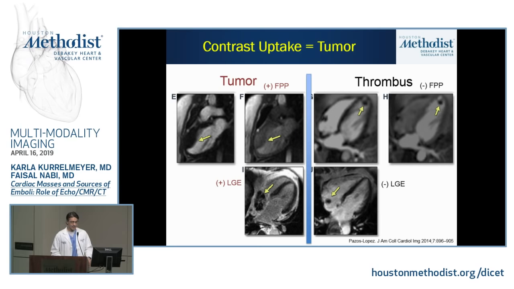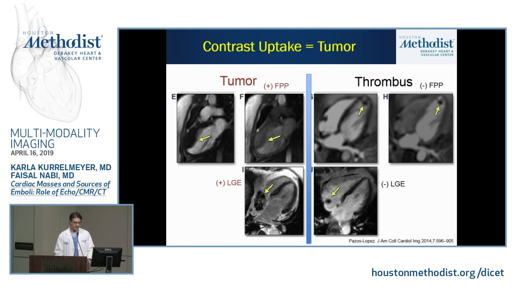And so this is the third step. Once you've made sure it's not an artifact, and you've ruled out the pseudo-tumors, including thrombus, the last thing left is: this is going to be a thrombus if it does not take up contrast, and is this benign or malignant? So that's where my talk is going to transition.